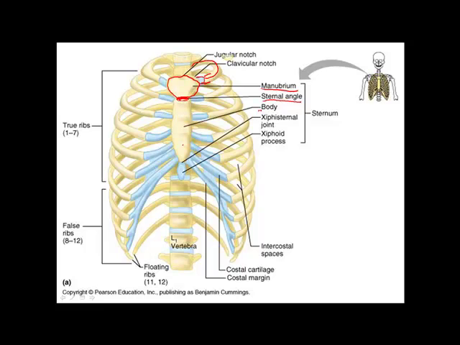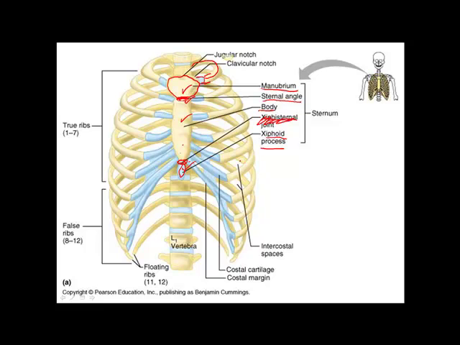This is all the body, and then the very tip is called the xiphoid process. And this is, I don't know why, because it's not a real joint, called the xiphosternal joint, but you don't need to know that. Okay? This whole thing is a sternum, so you need to know manubrium, sternal angle, and body, and xiphoid process. Okay?